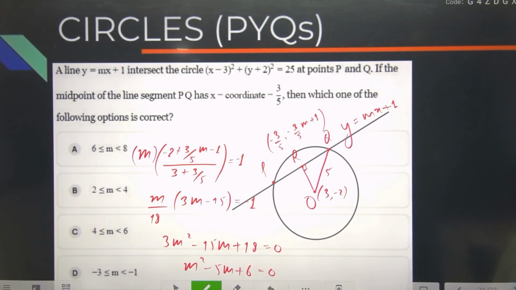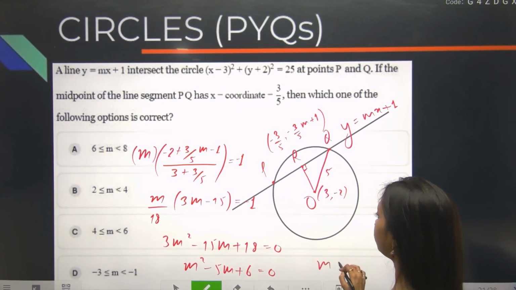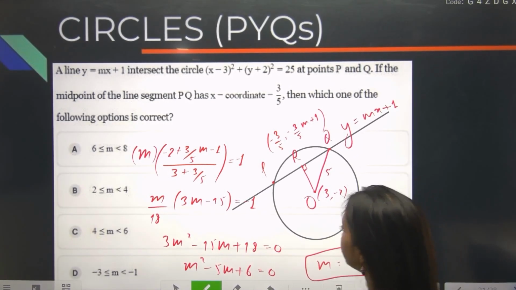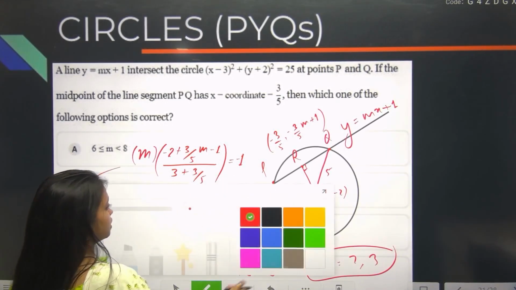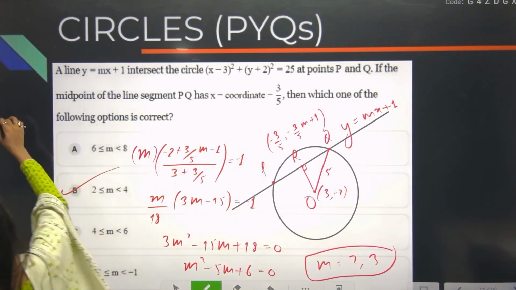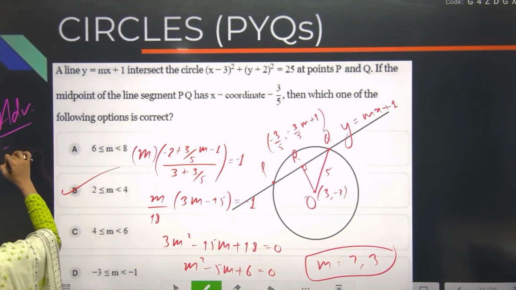Option number A, I guess. Sorry, 2 and 4. No, this is M, it is 2 and 3. So option number B. This is Advanced 2019.